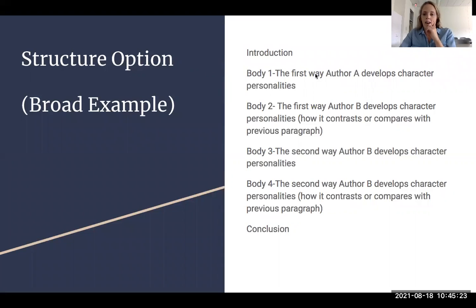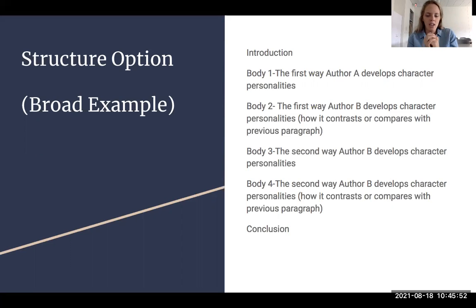So my first body paragraph, I'm going to talk about how author A developed character personality. My second paragraph, I'm going to talk about the first way that author B does, and then how it contrasts to A. So I might say, similar to author A, blah, blah, blah, or unlike author A, blah, blah, blah. Okay. That's kind of my first section of my essay.